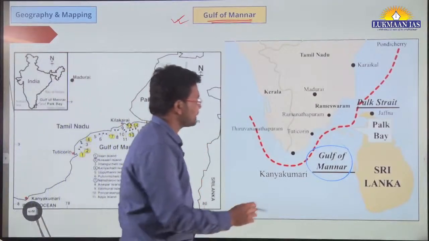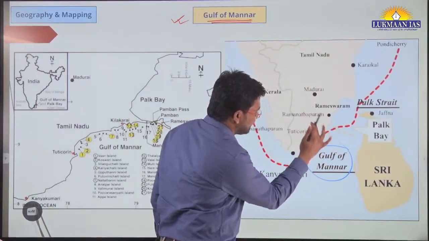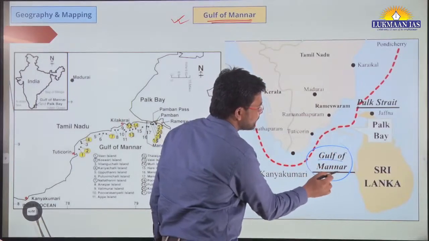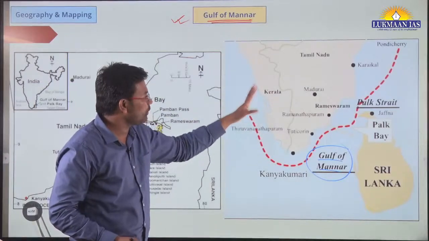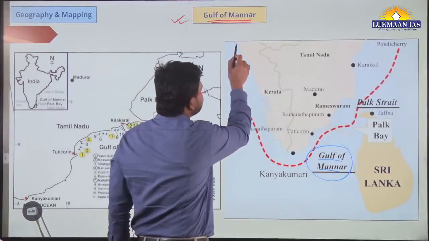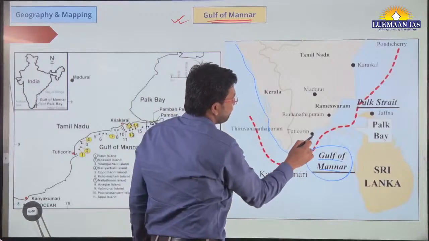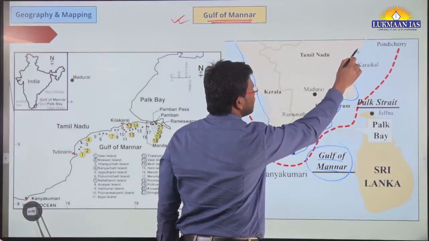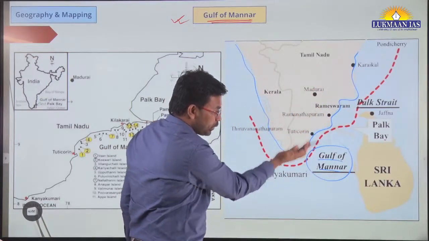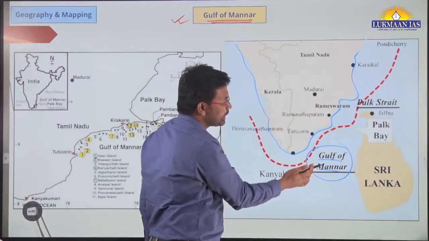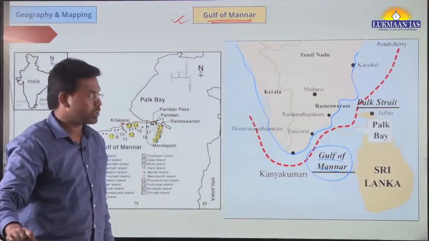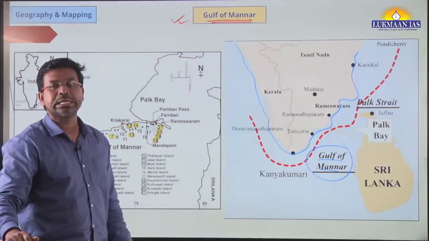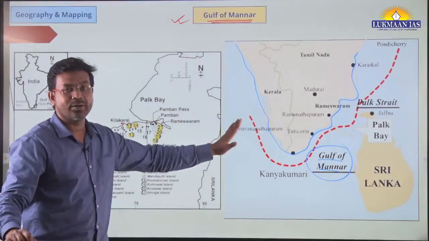So it is, let's say, over here, in the Indian part of it. This is Gulf of Mannar. It is to the south of India, the lower portion of India, the peninsular region of India. To the south of the peninsular region of India and to the northwest of Sri Lanka, we have this Gulf of Mannar. So this is a water body.